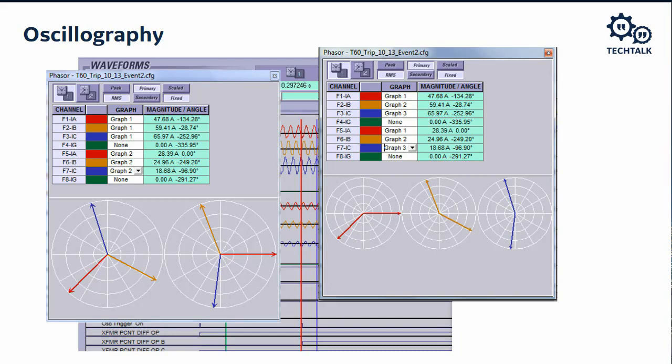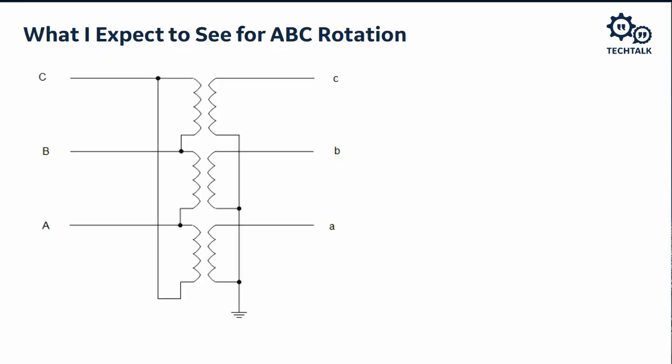And that doesn't look like a 30-degree lagging transformer to me. Let's take a look at it. So let's take a look at what we expect to see.